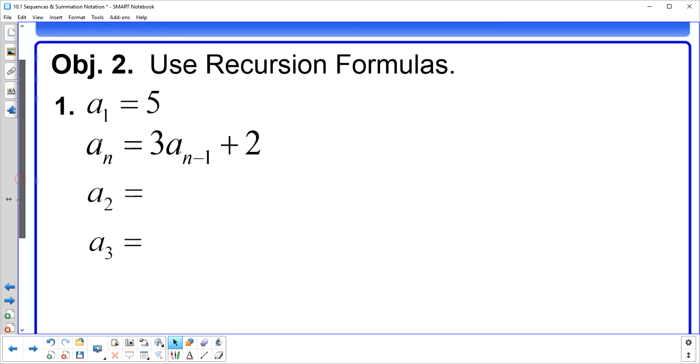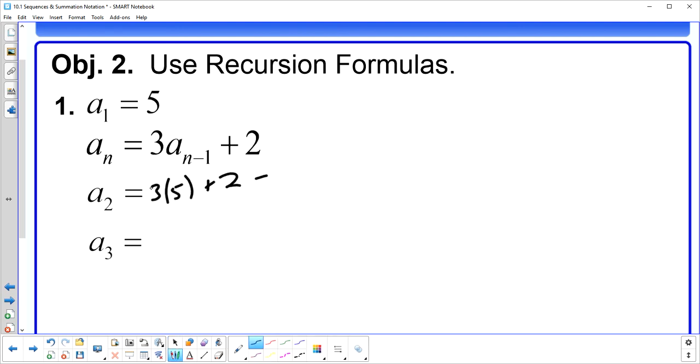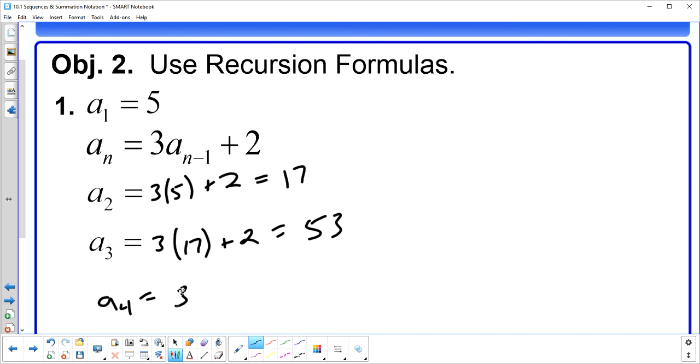Here we have an example, your first term and then your recursion formula. You notice this is a lot different. We don't just have the letter n. So to find a sub 2, we need to know a sub 1. This would be 3 times 5 plus 2, which obviously gives you 17. Now to find a sub 3, you have to use a sub 2, the previous term. So we'd say 3 times 17 plus 2. And if we plug that in, we would end up with 53. A sub 4 would be the same idea: 3 times a sub 3, which is 53, plus 2, and we could sort that out and find our value for that.